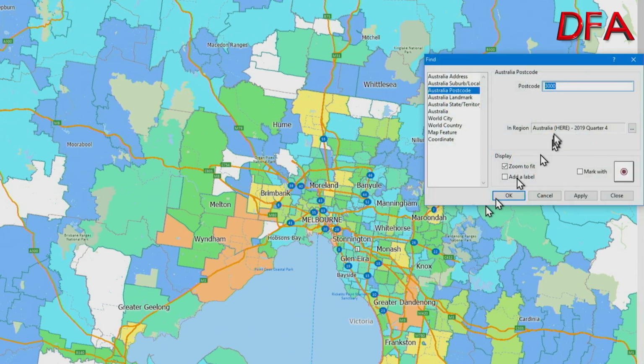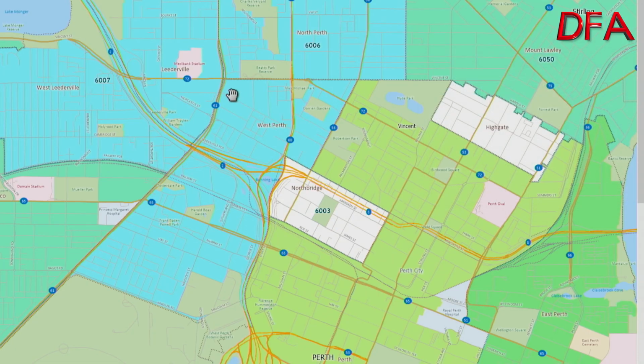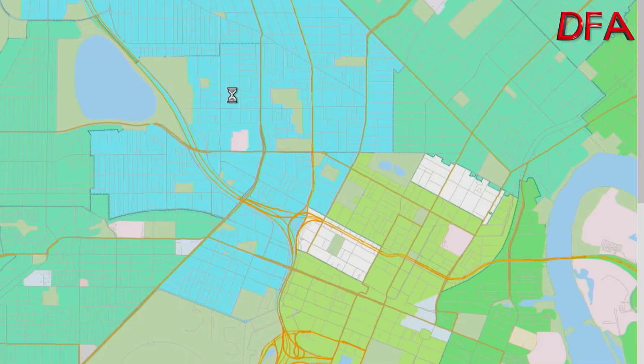If I go to Perth, just to give you a little bit of an alternative example, because I can. I'll come back and read the comments in just a moment or two. Let me just finish what I'm doing here first.